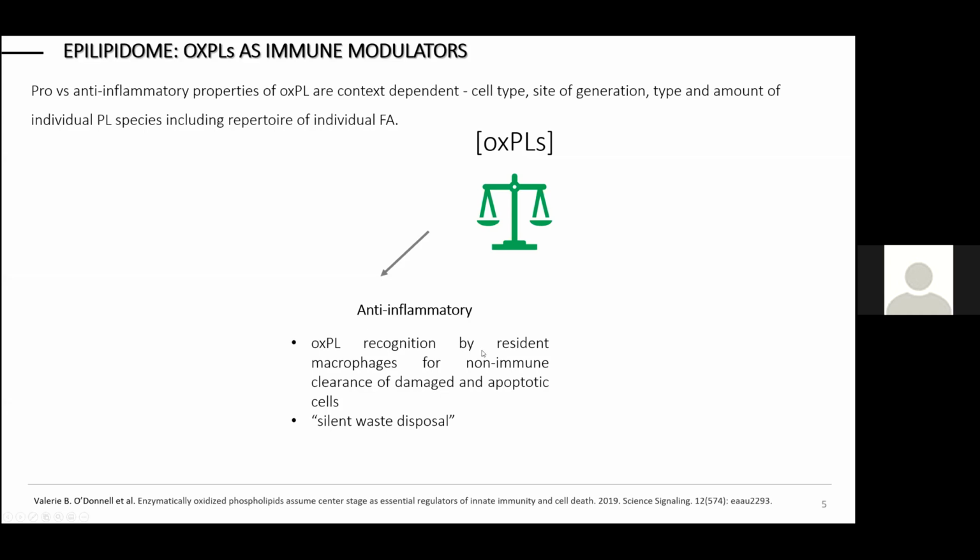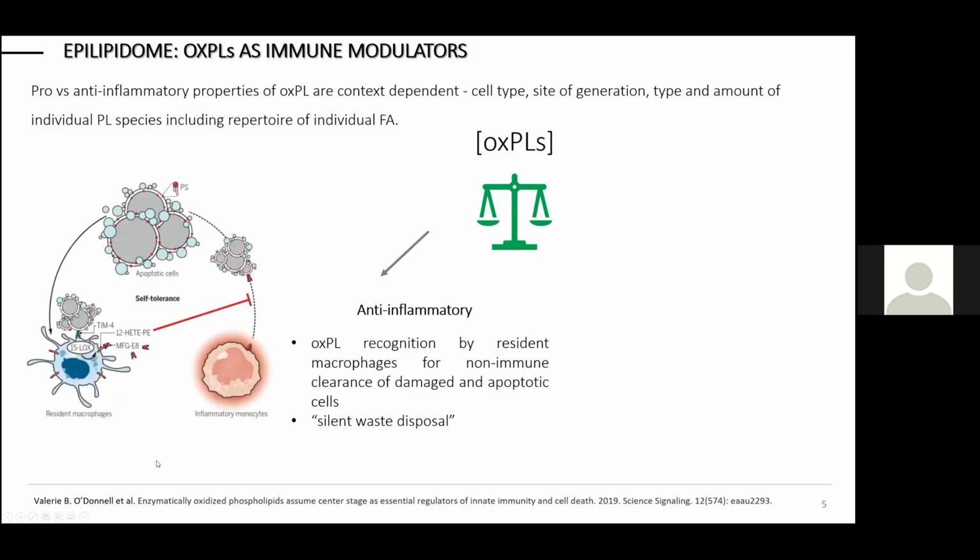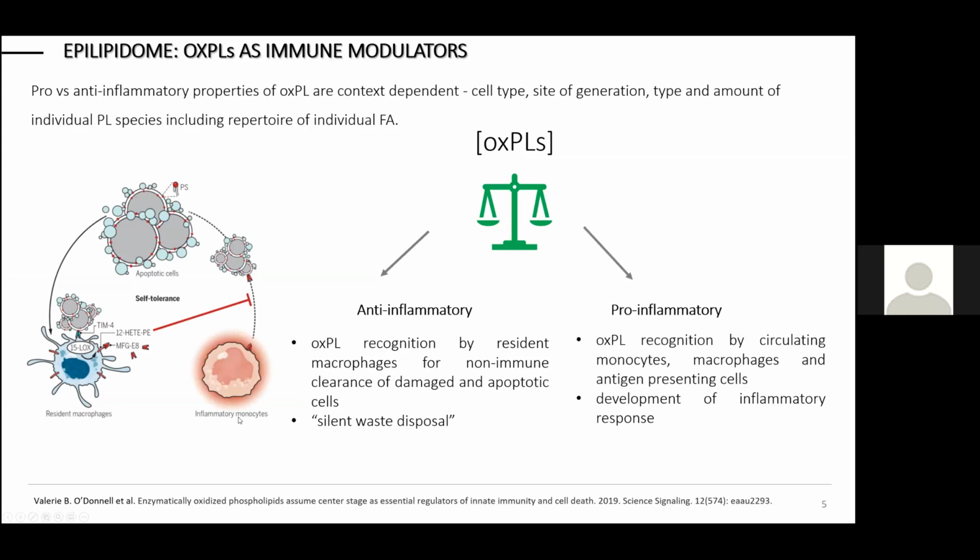So we can say that they can play anti-inflammatory effects when they're recognized by the resident immune cells, for instance, for non-immune clearance in the silent waste disposal. There is a really nice review paper from Valerie, where you can read more about that. But when accumulated at higher levels, they can also act as pro-inflammatory molecules and participate in the development of inflammatory responses. So it's definitely a very interesting class of lipids, and we have to think about how we actually can get access to this information and describe this epilipidome in native conditions.